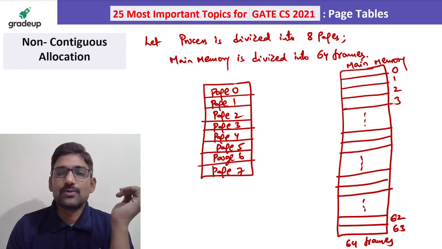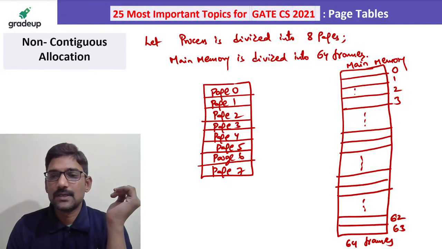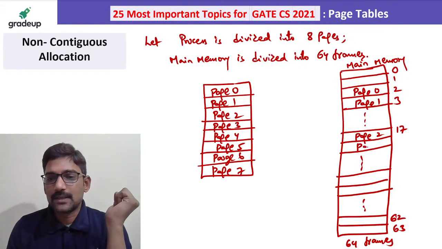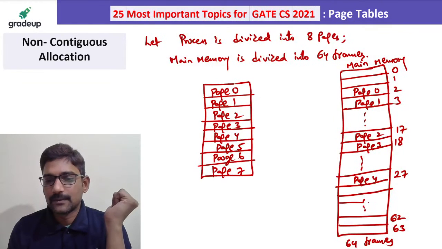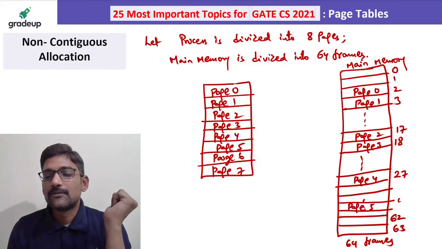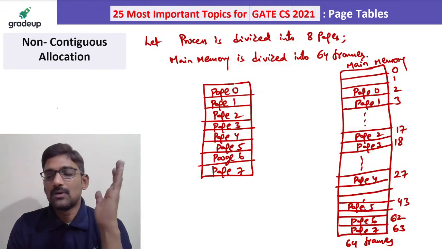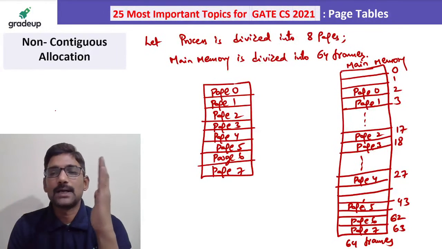Now these pages are stored in non-contiguous locations. Let's say page 0 in frame number 2, page 1 in frame number 3, page 2 in frame number 17, page 3 in frame number 18, page 4 in frame number 27, page 5 in frame number 43, page 6 in frame number 62, page 7 in frame number 63. So these pages are stored in non-contiguous locations.